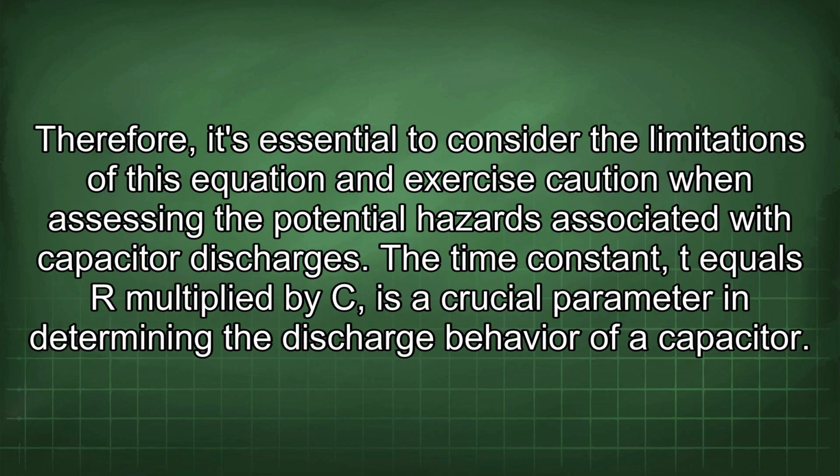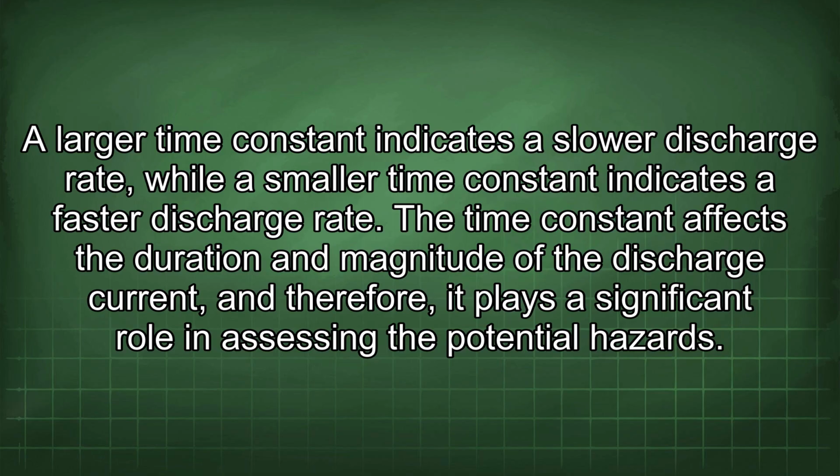Therefore, it's essential to consider the limitations of this equation and exercise caution when assessing the potential hazards associated with capacitor discharges. The time constant, T equals R multiplied by C, is a crucial parameter in determining the discharge behavior of a capacitor. A larger time constant indicates a slower discharge rate, while a smaller time constant indicates a faster discharge rate. The time constant affects the duration and magnitude of the discharge current, and therefore, it plays a significant role in assessing the potential hazards.